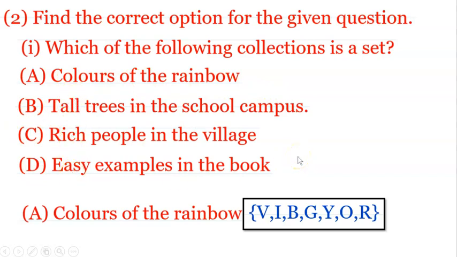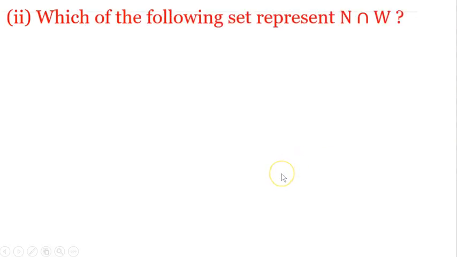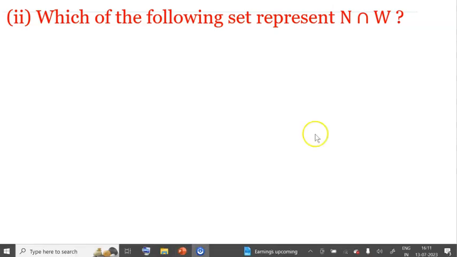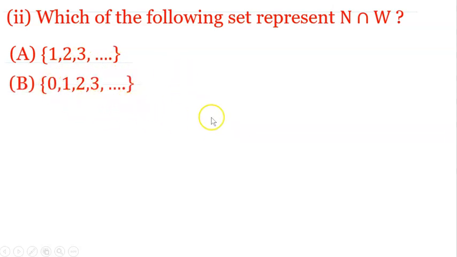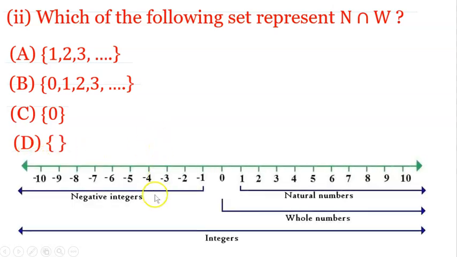Next example. Which of the following sets represents N intersection W? N means the set of natural numbers. W means the set of whole numbers. Now the intersection of N and W is 1, 2, 3 up to infinity. B is 0, 1, 2, 3 up to infinity. C is only the singleton element 0 and D is the empty set. Now see here on the number line. Here are the natural numbers 1, 2, 3 up to infinity. Whole numbers 0, 1, 2, 3 up to infinity. What about their intersection?